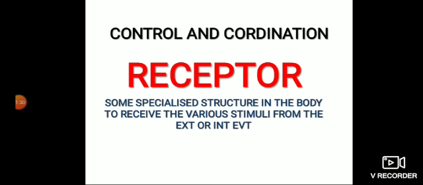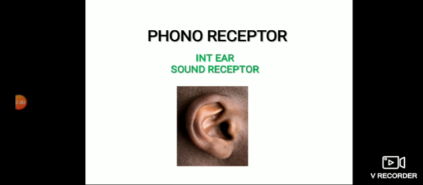Or the definition is: a receptor is a specialized structure in the body to receive the various stimuli from the external or internal environment. In the internal environment you can feel pain or pressure. From the external environment you are watching something, you are listening to something, etc. Let us see examples of receptors.